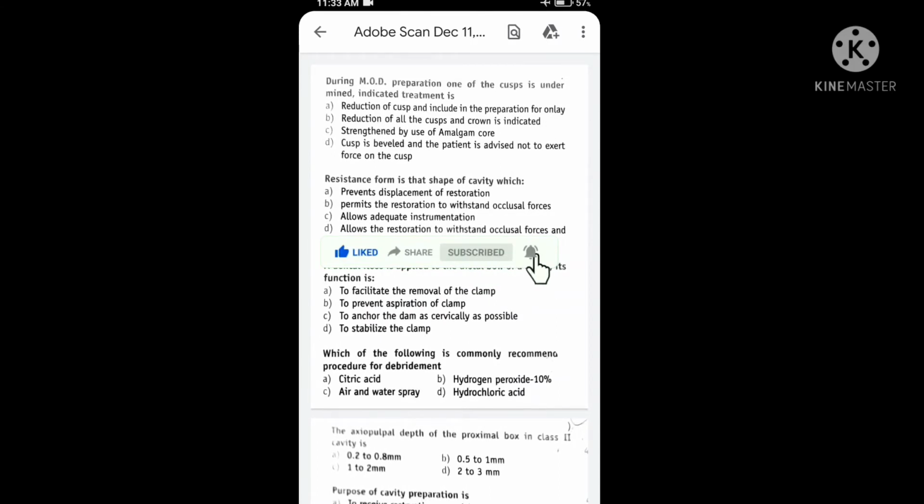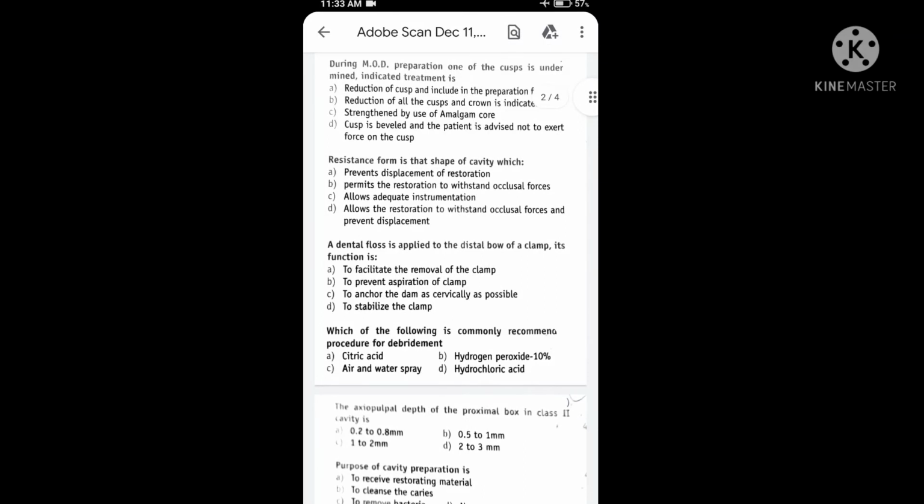Let us go to the next question. Intercuspal width ideally for a class 2 amalgam cavity should be 1 by 2, 1 by 7, 1 by 3, 1 by 5. The correct answer is 1 by 5, option D.